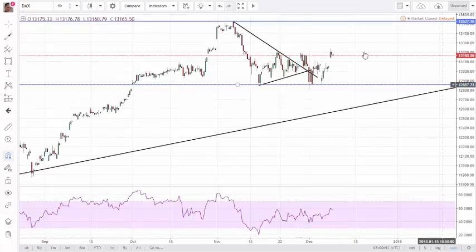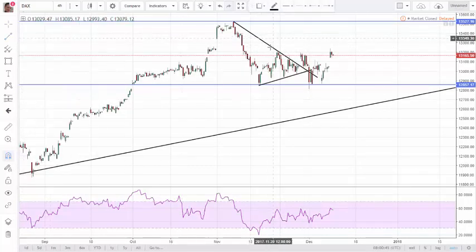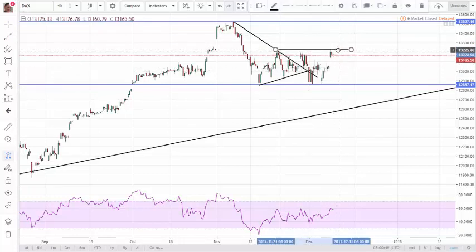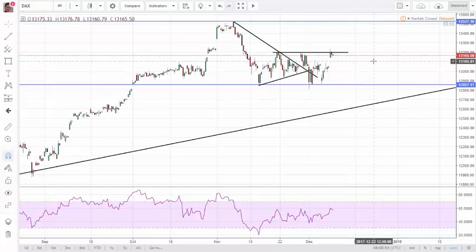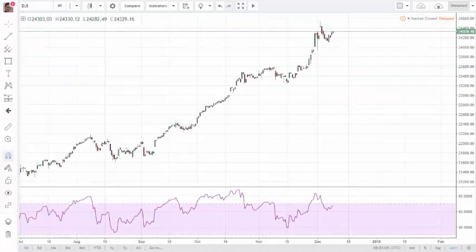Same thing goes for the German DAX. Not really that convincing. I really need a more convincing break of this area here. This was more of a fake out, so let's see what the markets will do when they open later today. Then we go to the Russell. The correction was already over. Maybe we're seeing some re-entry potential here.